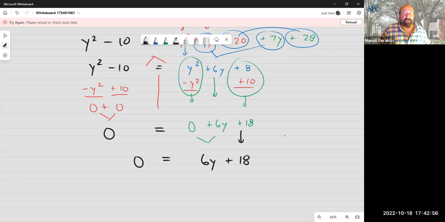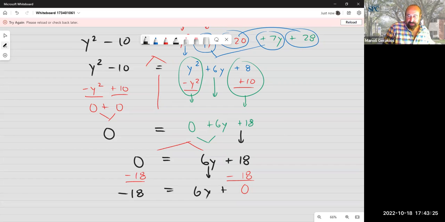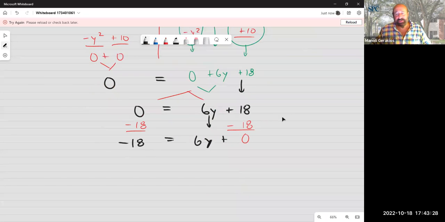How do I solve linear equations? Switch gears again. This went from a rational equation to a quadratic equation, and now it's a linear equation. You've got to keep rolling with the changes. For linear equations, we eliminate the constant from the variable side using the addition property of equality. On the left side, we get negative 18 equals 6y plus 0, which is 6y equals negative 18.